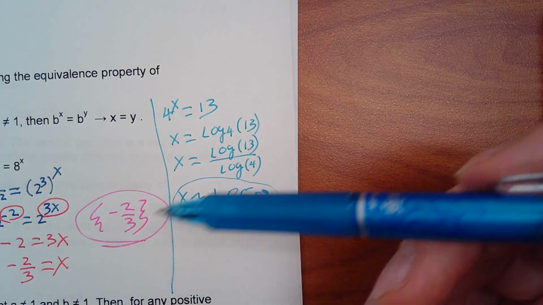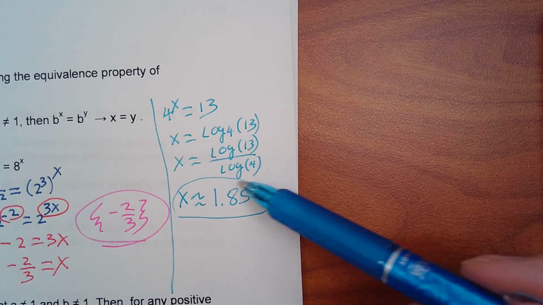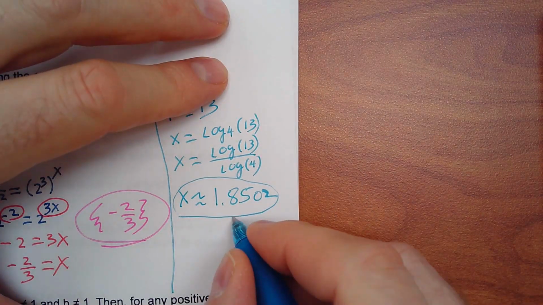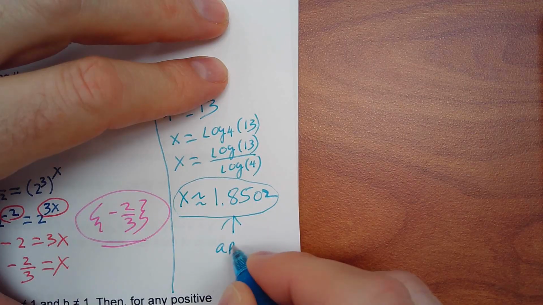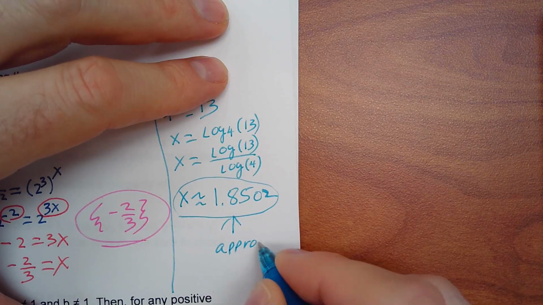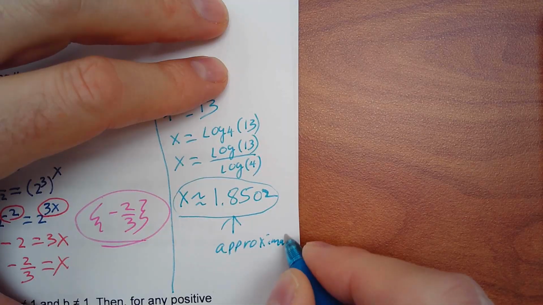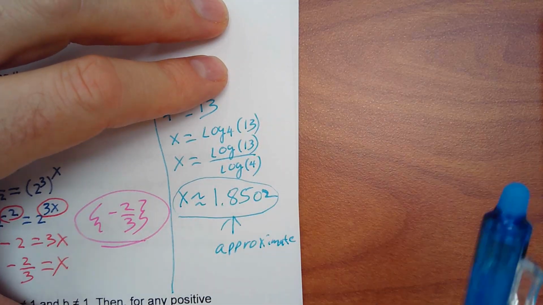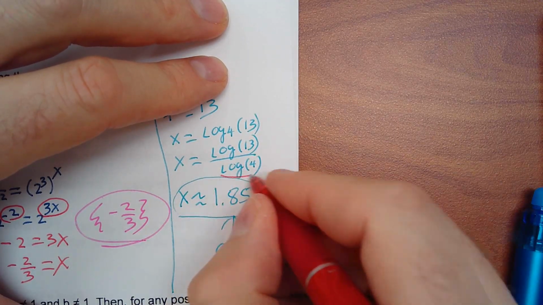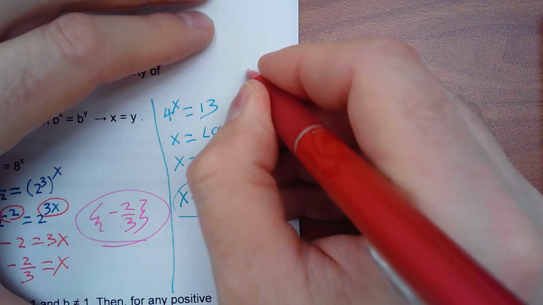So, by the way, this is called an approximation. And this is what the book calls the exact form.